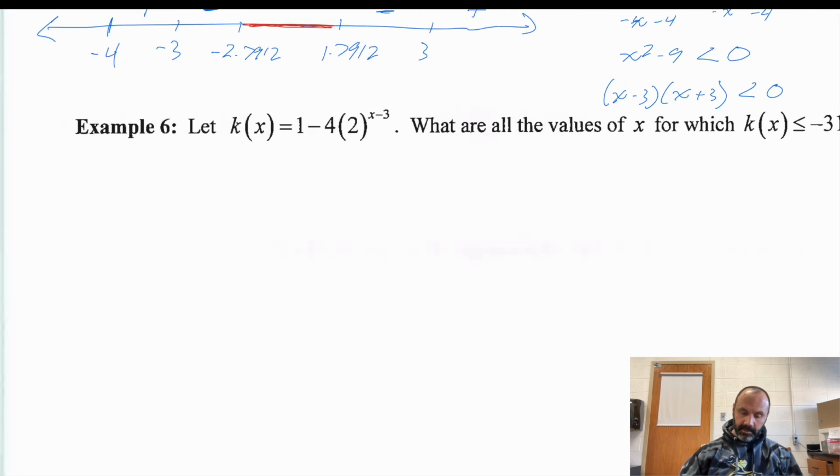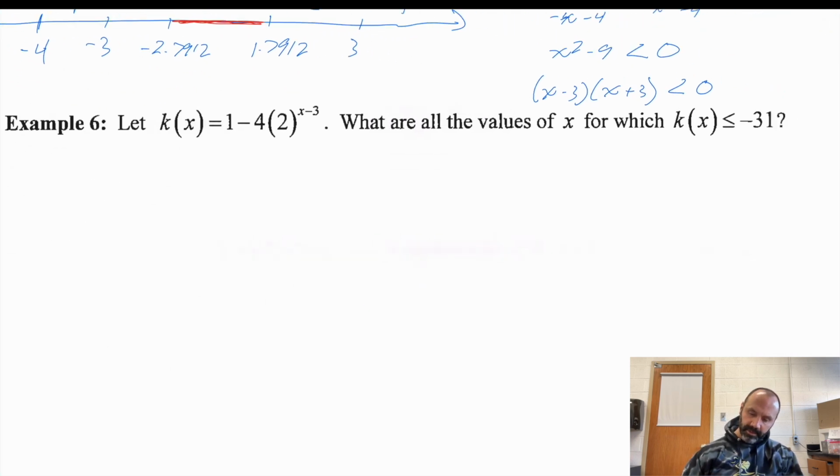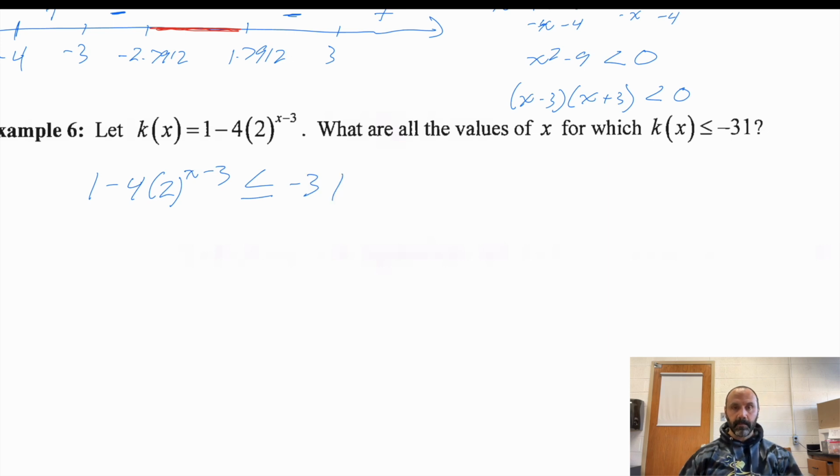Last example. Let's take a look. So we're looking for the places where k of x, 1 minus 4 times 2 to the x minus 3, is less than or equal to negative 31. Right? And now I just solve for x from this.